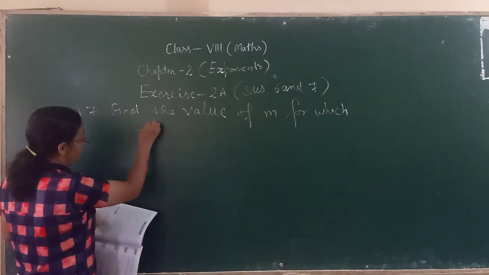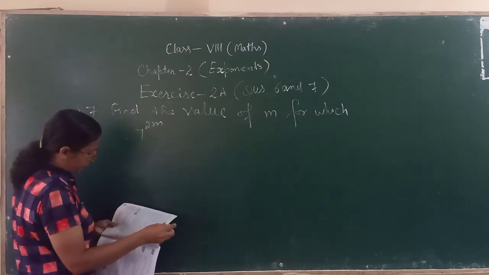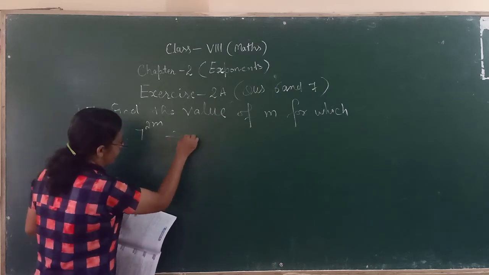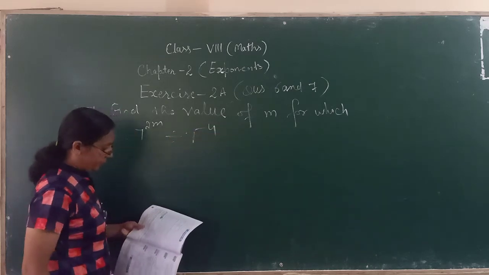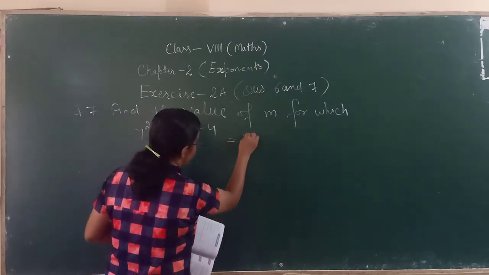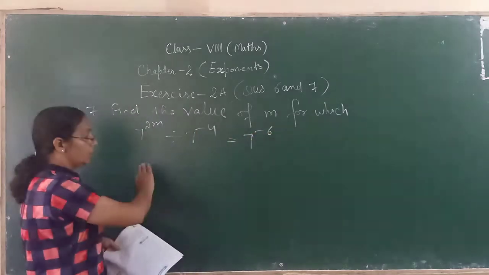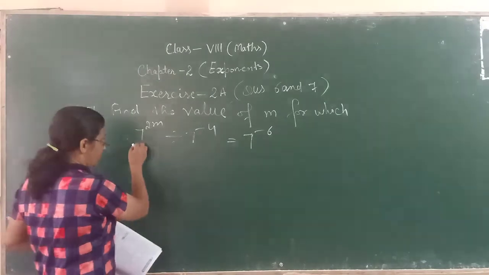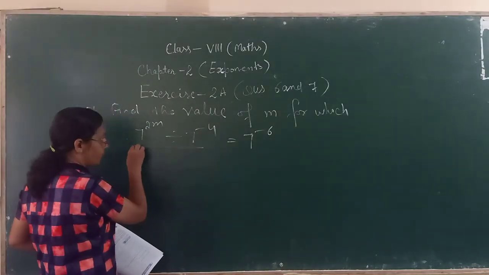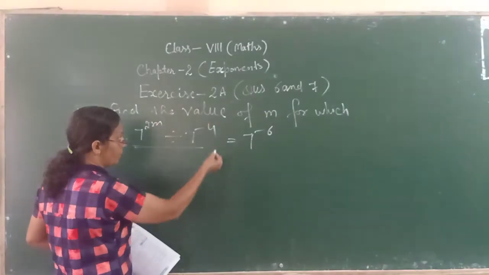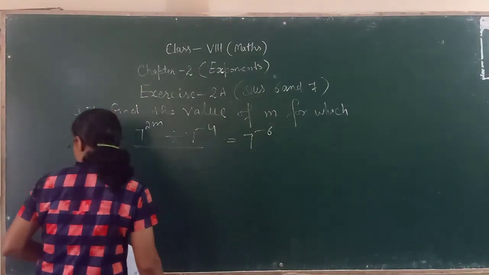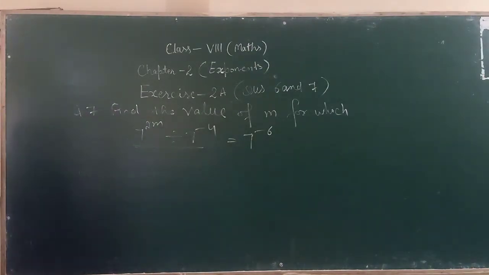7 raised to power 2m divided by 7 raised to power minus 4 is equal to 7 raised to power minus 6. We have to find such a value of m that when we solve these terms by putting in that value, we get the same as the right hand side.